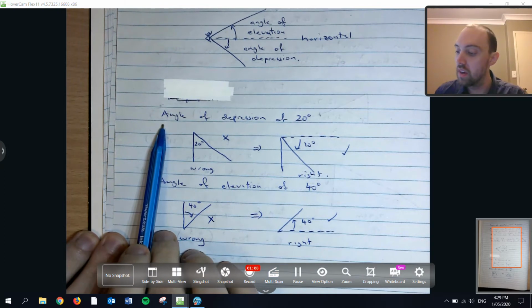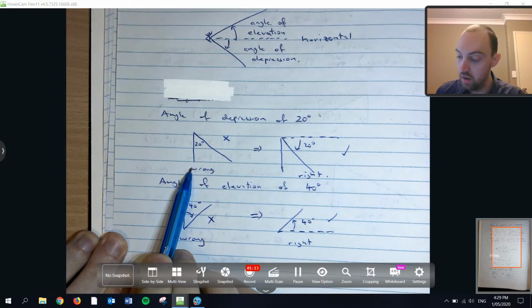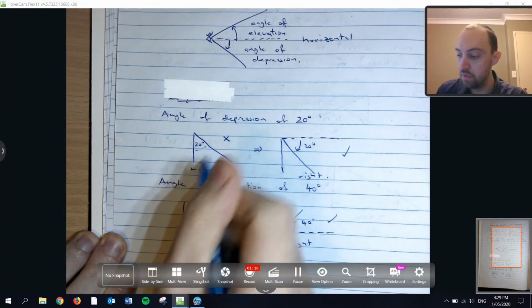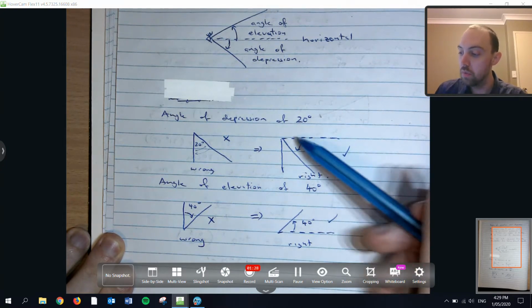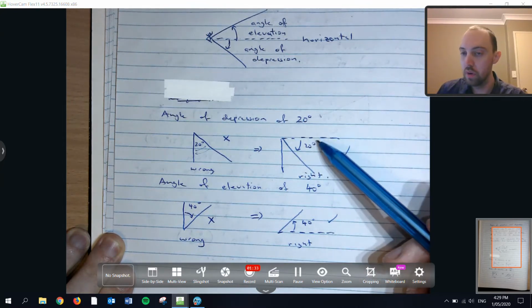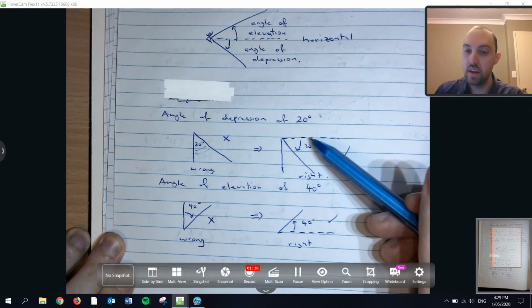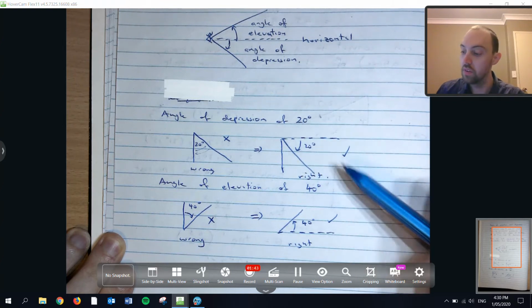If we're discussing an angle of depression of 20 degrees, do not measure from vertically down or from some sort of line down. This is what I see the most. It's usually the most common error when we're talking about angles of elevation and depression. What you want to do is mark in that horizontal, whether it's the ground or just some observer's eye line, and then measure 20 degrees downwards from the horizontal.